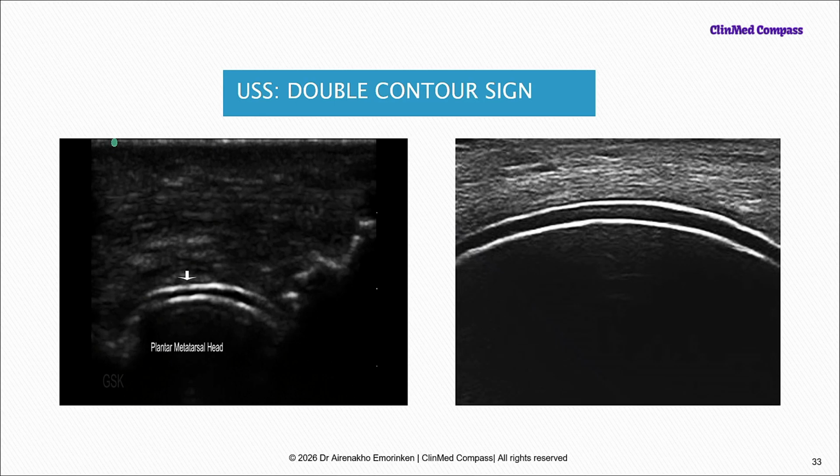This ultrasound image demonstrates the double contour sign, a highly specific finding for gout. You see the hyperechoic irregular line indicating the urate deposits. You also see it here, okay? Overlying an anechoic hyaline cartilage of the joint surface, creating a double appearance. This sign actually can be detected even before symptoms appear, making ultrasound a very powerful tool for early diagnosis and monitoring.